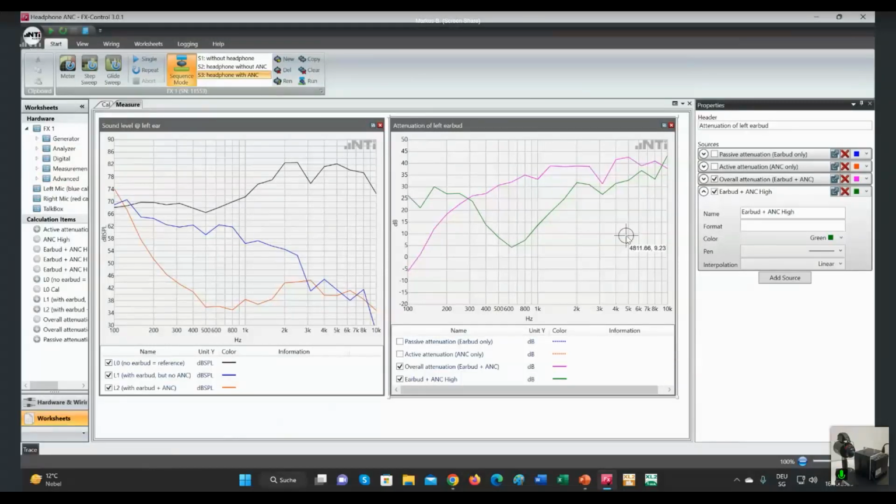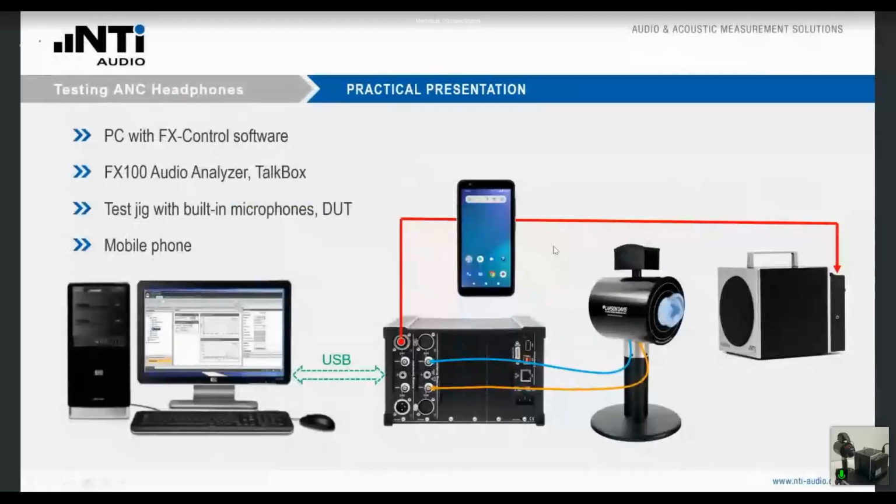So this graph shows you, you have a lot of possibilities to evaluate various settings, various situations, scenarios with active, passive earbuds, whatever, in order to optimize the performance or to verify it. Good. Back to my presentation.